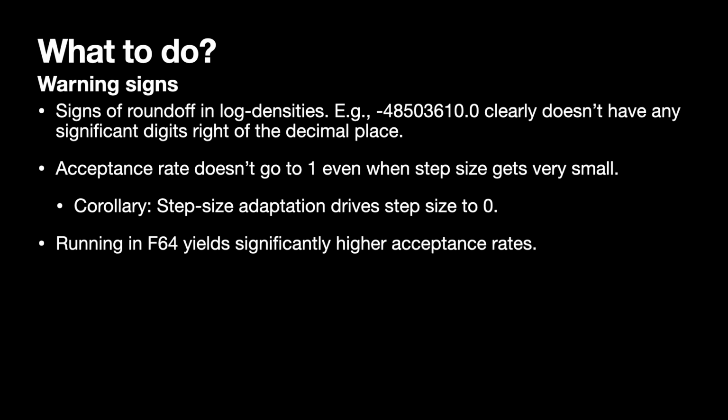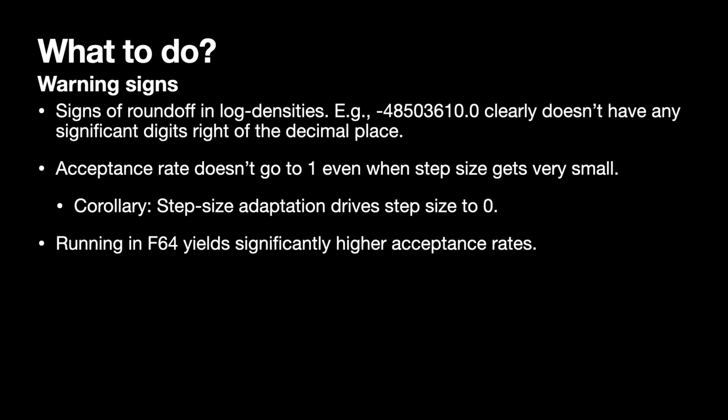So, what do we do? Well, first, how do we know that this is happening? Some warning signs that I've run into. One is just signs of round-off in the log density, right? So if you have these massive magnitude log densities, like minus 48 million, clearly you just don't have enough significant digits to the right of the decimal place to expect good things to happen.